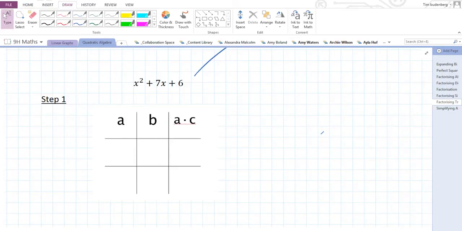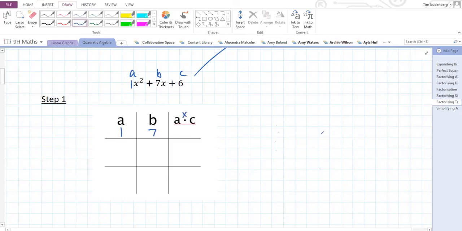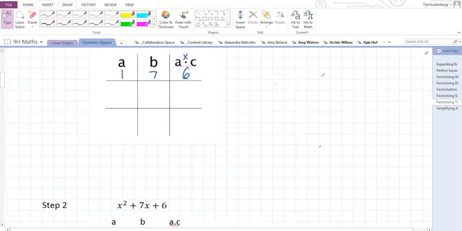Okay, so you notice here we have the numbers, 1 in front, that's A, B, and C. Then in the top of the grid, you put the numbers there: 1 where A is, 7 where B is, and A dot C. Remember in maths, dot quite often means multiply. A dot C is 1 times C, so 1 times 6 is 6. And that is step 1. Step 1 is filling in the top row: A, B, A dot C.